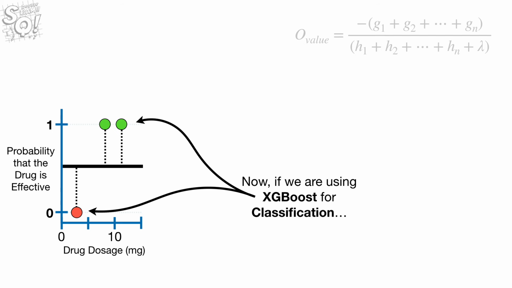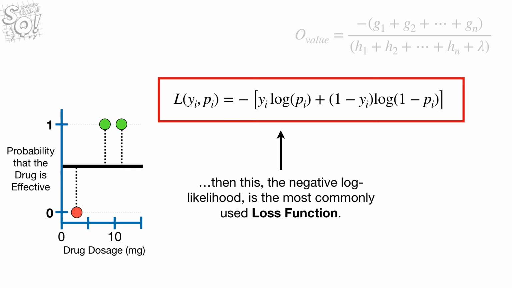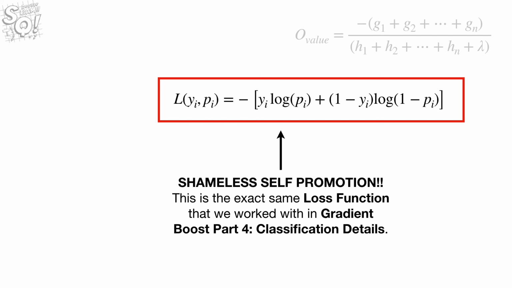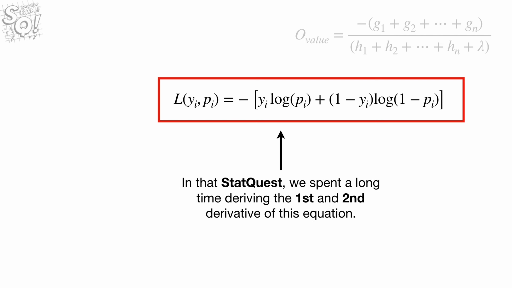Now, if we are using XGBoost for classification, then this, the negative log likelihood, is the most commonly used loss function.